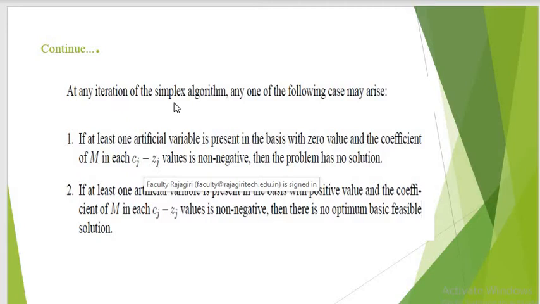At any iteration of the simplex algorithm, any one of the following cases may arise. If at least one artificial variable is present in the basis with a zero value and the coefficient of M in each Cj minus Zj value is non-negative, then the problem has no solution. Second, if at least one artificial variable is present in the basis with a positive value and the coefficient of M in each Cj minus Zj value is non-negative, then there is no optimum basic feasible solution.